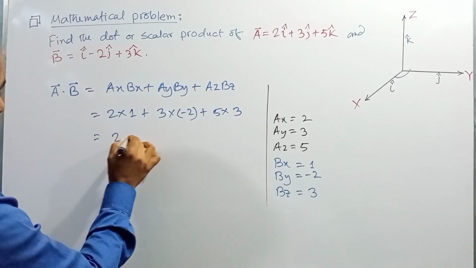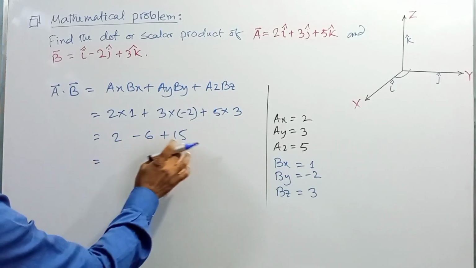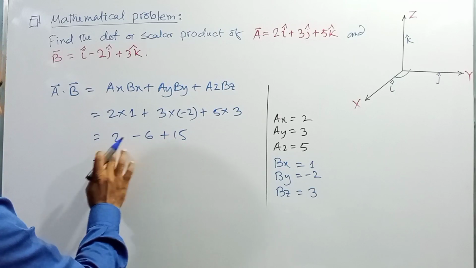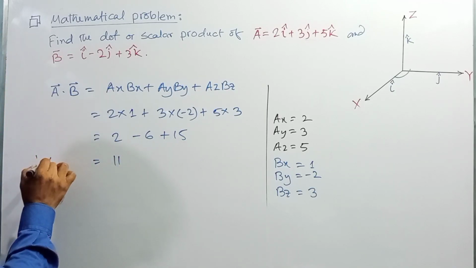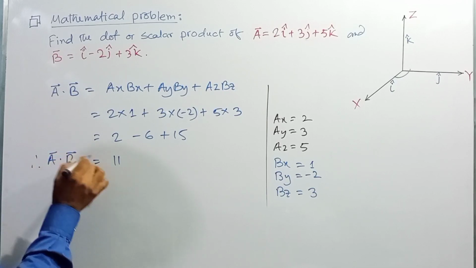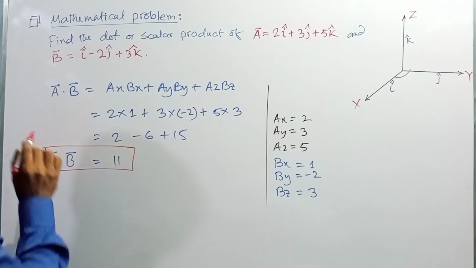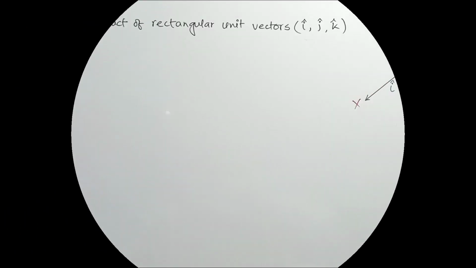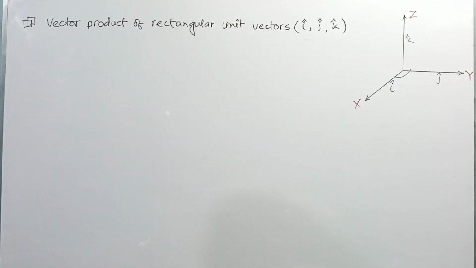So here 2 minus 6 plus 15. So after the calculation you will get 15 plus 2, 17 minus 6, 11. So the dot product of a and b is equal to 11, right. That's right. Now we are going to see the vector product.